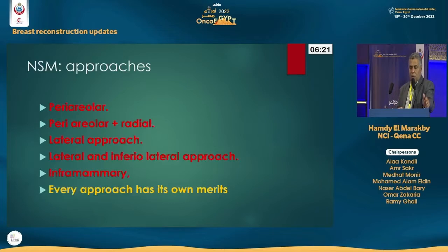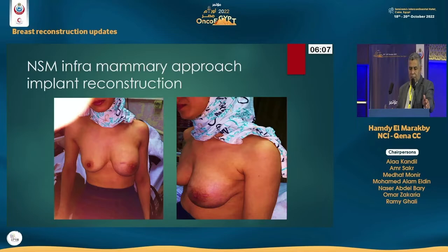There are different approaches of nipple sparing mastectomy: periareolar, areolar and radial, lateral and infralateral, and inframammary. And each approach has its merits and its indications as well. For instance, this patient had an inframammary approach, which is not seen here, and you put an implant, and it gives her a very good cosmetic result. After radiotherapy, this will go down and will be kind of similar to the other side. As a matter of fact, this patient asked me to enlarge her breast here, and I rejected that because she would have had radiotherapy that will do the job for us.